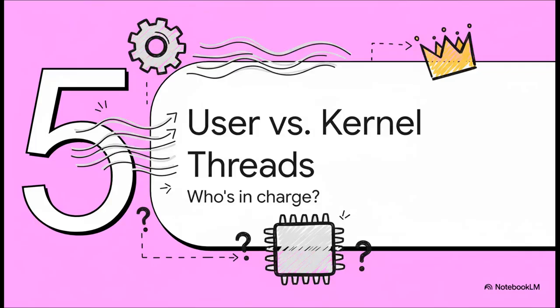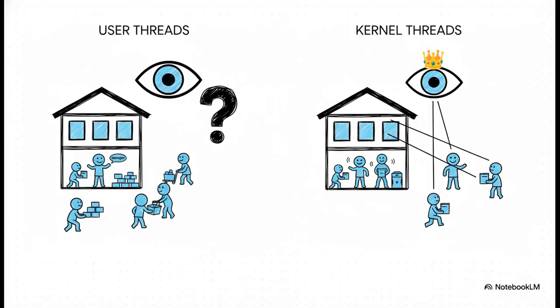All right, for our last section, we're going to get a little more technical, but stick with me because this is a really important distinction. The big question is, who's actually in charge of managing all these workers? Is it the application itself, or is it the computer's main boss, the operating system? So there are two main styles here.